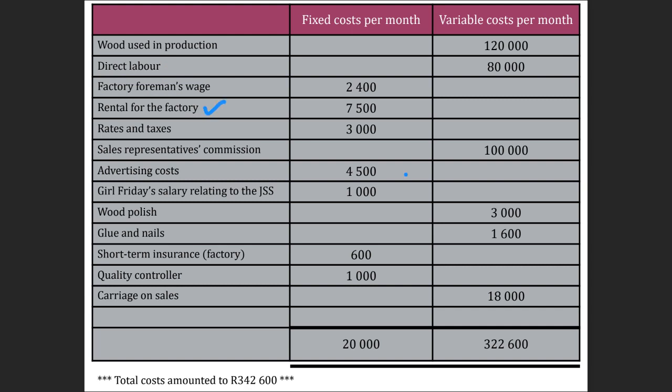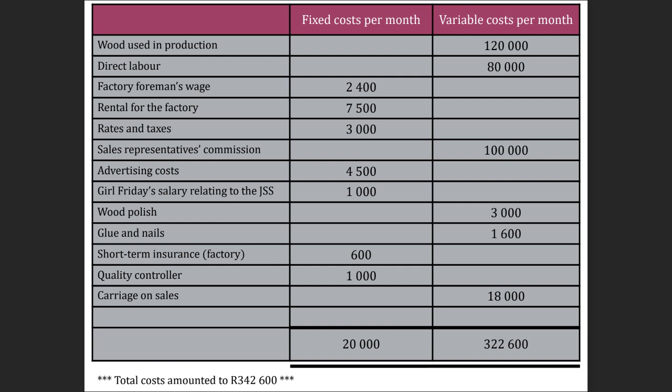Then the same, and we had discussed this already, with your rent and your rates and taxes. These will remain the same regardless of whether we're producing 1 unit or 1,000 units. They won't change depending on your level of production. If our rent is 4,000 Rand for the factory, then it'll still be 4,000 Rand even if we produce nothing, or even if we produce 100,000 units. So this classifies it as a fixed cost. The same with rates and taxes: it will stay the same regardless of the level of activity, so it will be classified as a fixed cost.